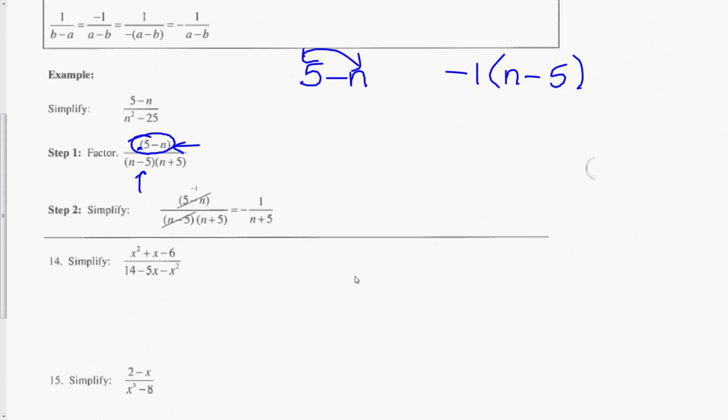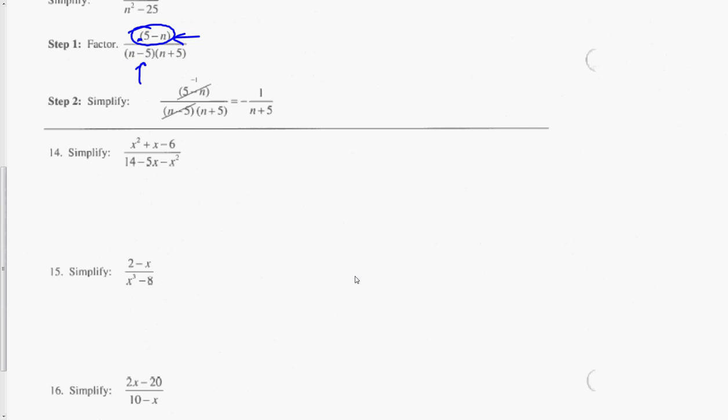Let's do one down here. On number 14, on the top, we don't really have to worry about too much with the top. I'm finding factors of negative 6 that add up to 1. So that would be x plus 3 and an x minus 2. Now, on the bottom, I'm going to do something a little different because I don't like factoring if it's not in descending order. So I'm going to write it negative x squared minus 5x plus 14.